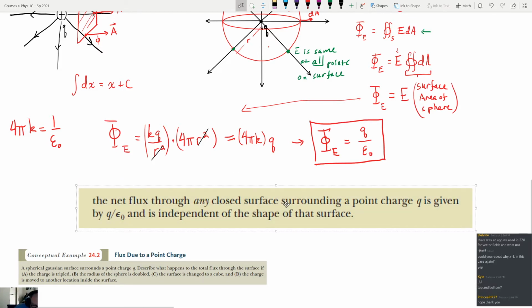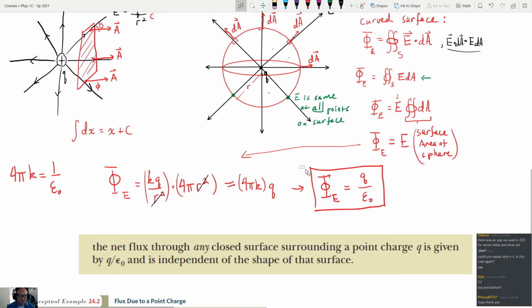This is the definition that Serway and Jewett uses. It says the net flux through any closed surface surrounding a point charge Q is given by Q over epsilon naught, and is independent of the shape of that surface. We derived it for a very special case: we used a point charge and a spherical surface. But what Gauss's law states is that it doesn't actually matter what the shape of the surface is, and that's ultimately the most powerful thing about Gauss's law.